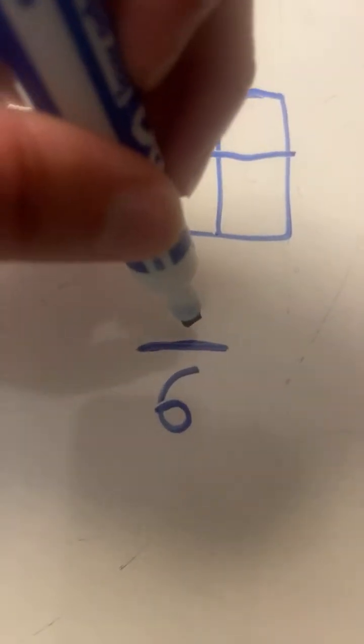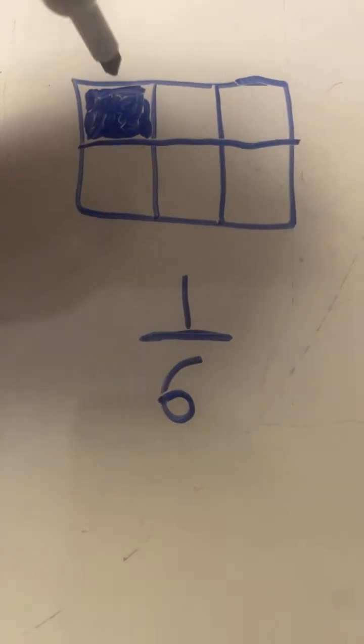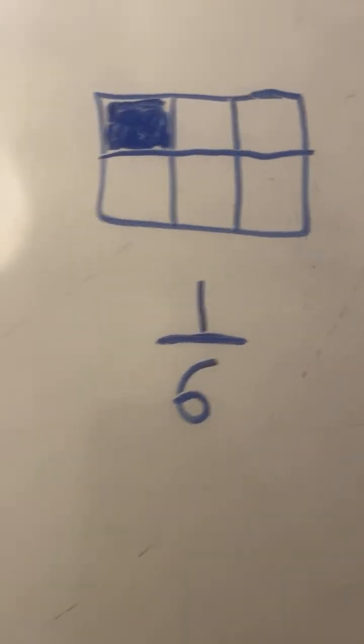Next, I'm counting the amount of pieces that are shaded. 1. So 1 is our numerator. The fraction of pieces that are shaded in this shape is 1/6. All right, on to example number 3.